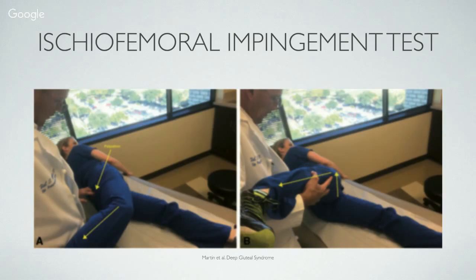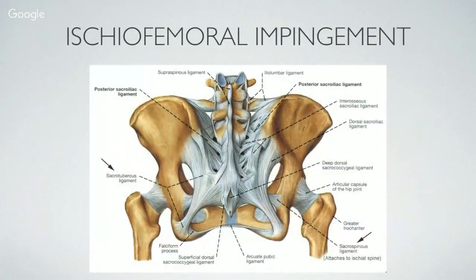Now, if you abduct the hip and repeat the test and bring back the leg in extension, and the pain is not present anymore, that would also further validate the findings of ischiofemoral impingement, because you're opening up that space. This is just an image to show that there really is a room here between the ischium.